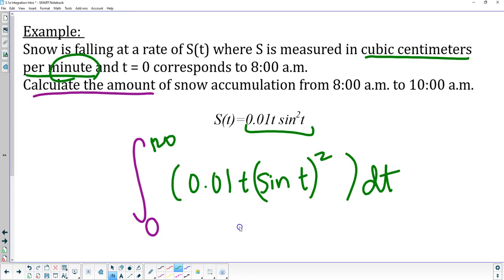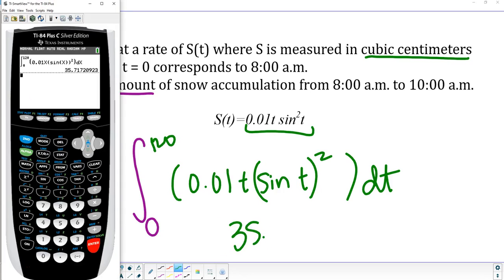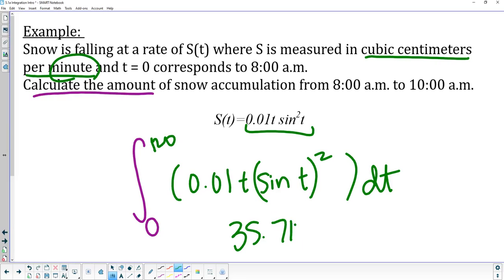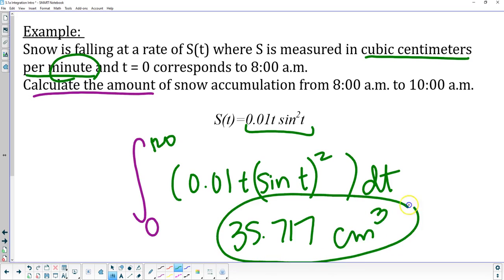So about 35. How many decimal places do I need? 3, so 35.717. What are the units? Cubic centimeters, again, reasonable for amount of snowfall.